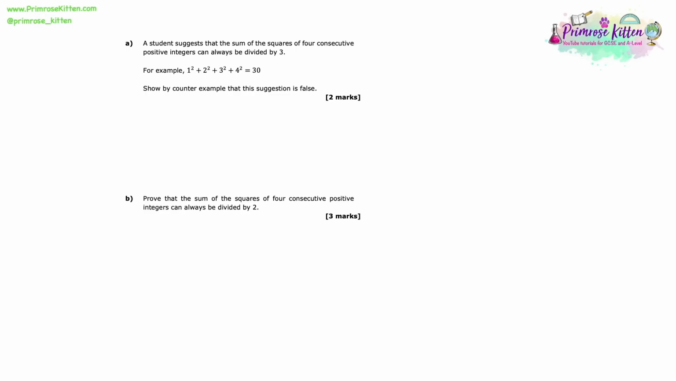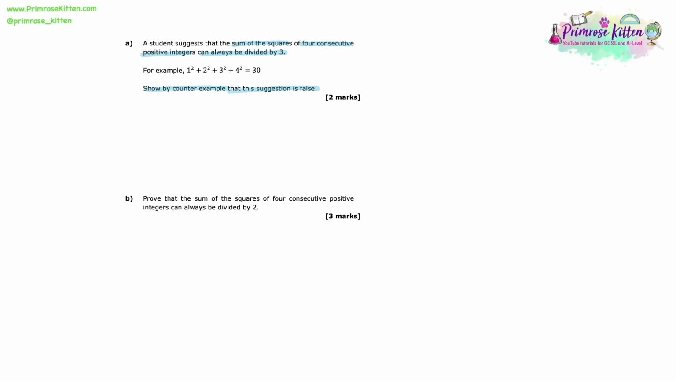Here we have a proof question. A student suggests that the sum of the squares of 4 consecutive positive integers can always be divided by 3. For example, 1 squared plus 2 squared plus 3 squared plus 4 squared equals 30, which we can divide by 3. Here we're asked to show by counterexample that this suggestion is false.